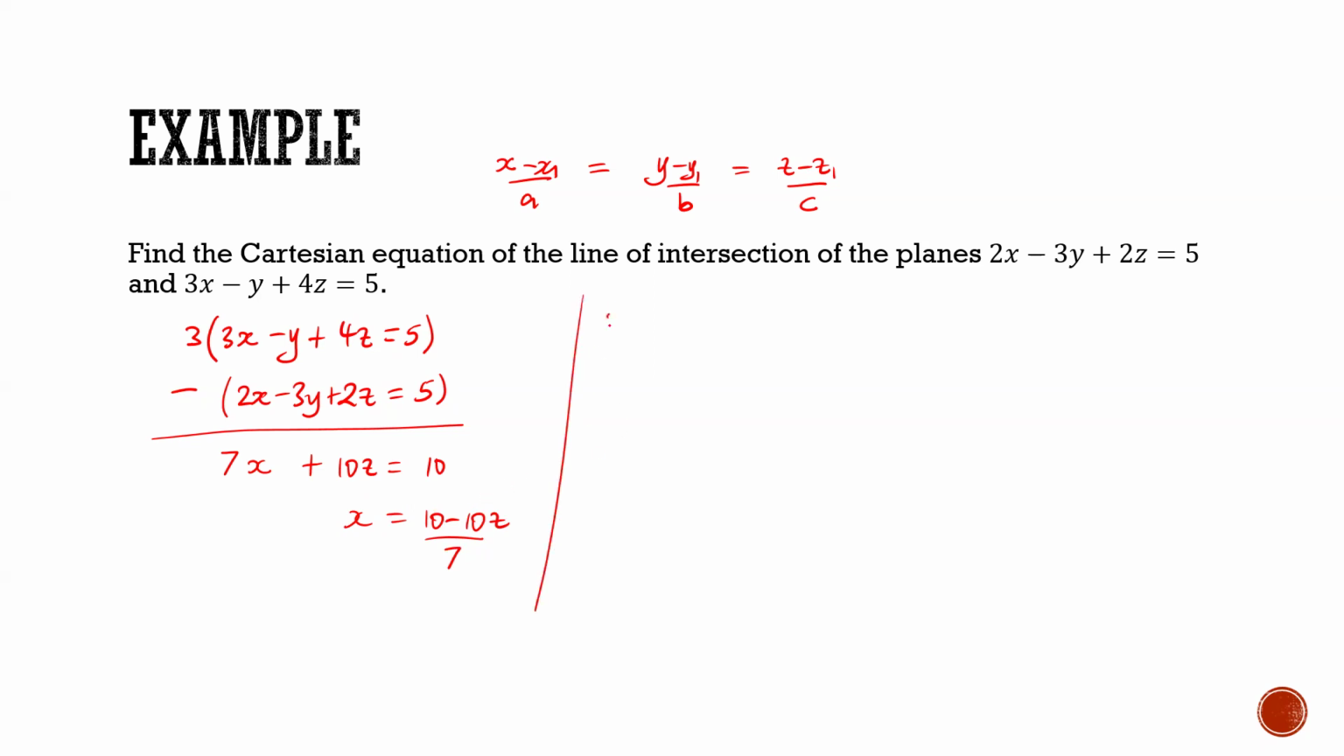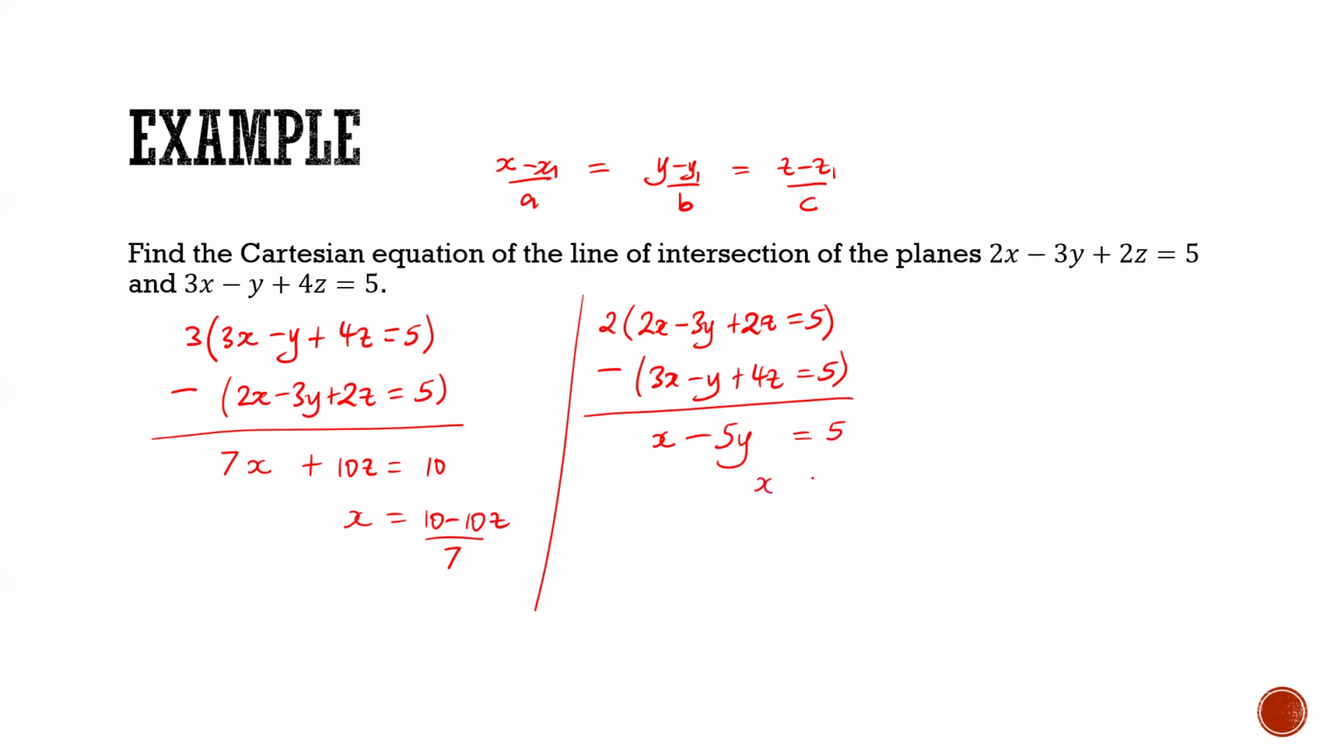Now we could go ahead and eliminate z by multiplying the first equation by 2 and then subtracting the second equation from it. This leaves us with 4x minus 3x, which is x. We have minus 6y plus y, which is minus 5y, and then 10 minus 5, which is 5. The z is eliminated. And so x is equal to 5 plus 5y.